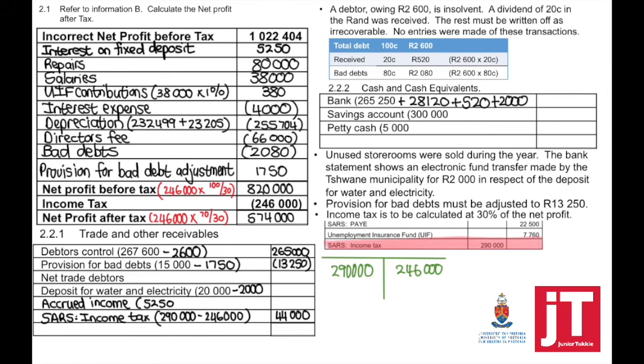We can now complete the trade and other receivables. We've done the adjustments. So the last step is closing the brackets and calculating the final figures. So if we've closed the brackets, the total debtors control is $265,000 minus provision for bad debts equals the net trade debtors plus deposit for water and electricity plus accrued income plus SARS income tax equals the total $319,000.